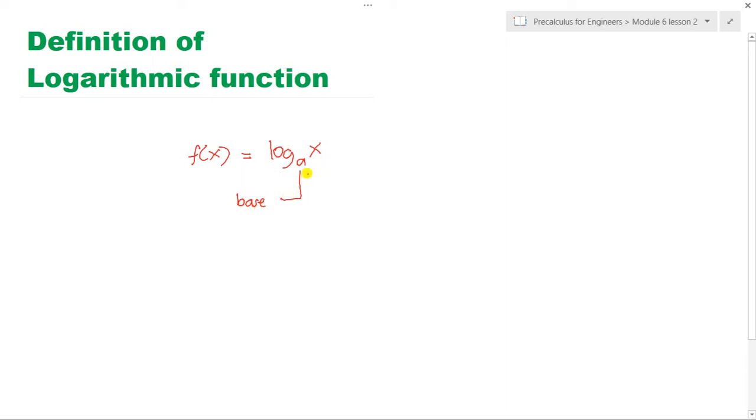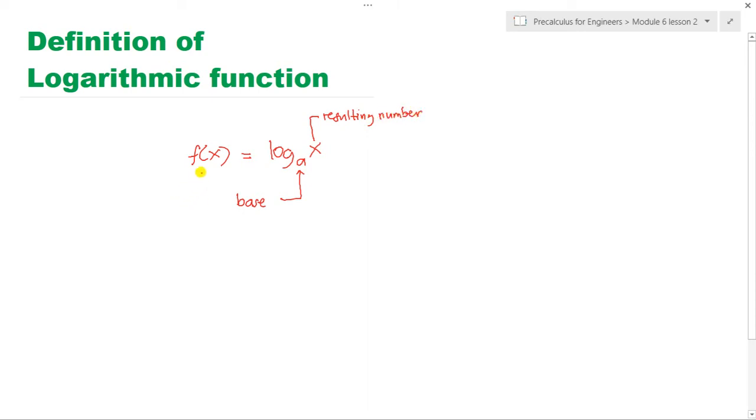That's why we read this as the log of x to the base a. So this is the base. Remember, the logarithm has a relationship with the exponential. Now I say that the logarithm is just the inverse of the exponential function, so we will prove that. What is this x here? The x is our resulting number, or the number itself.